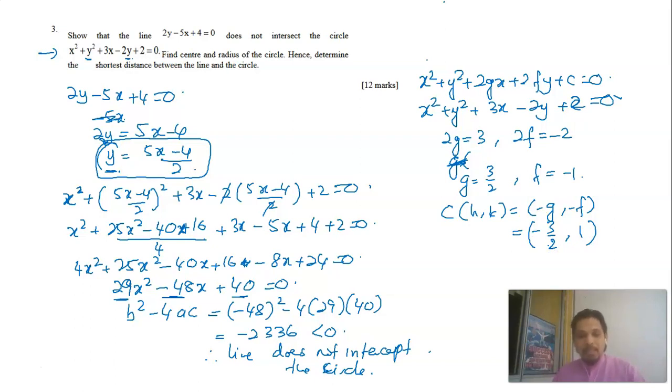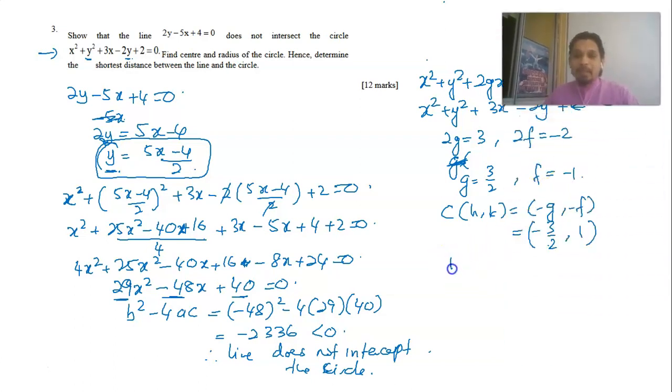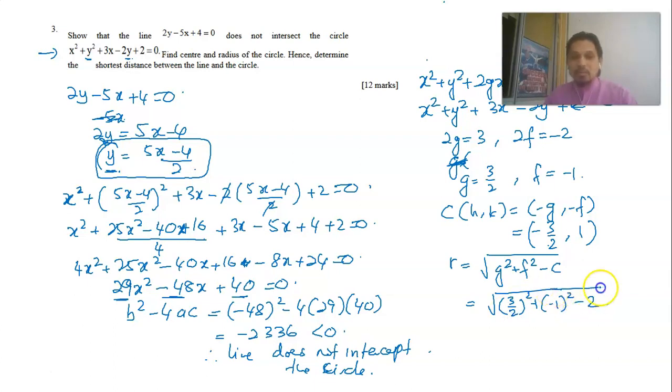Okay, and then the center is (-3/2, 1), and the radius r is equal to the square root of g squared plus f squared minus c. That is the square root of (3/2) squared plus (-1) squared minus c, where c equals 2. Simplify this and it gives you a radius of square root of 5 divided by 2.